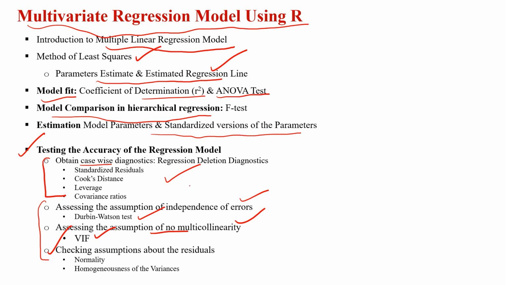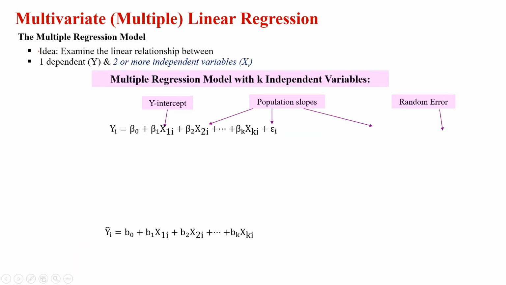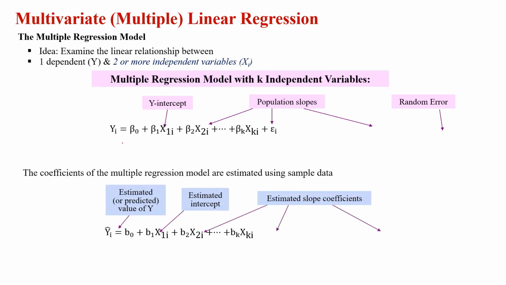So let me first of all start with what the multiple linear regression model looks like. Here we have a multiple linear regression model in which we have one dependent variable and multiple independent variables. And remember that whether we are talking about the simple linear regression model or the multiple linear regression model, your dependent variable must be a quantitative or numerical variable. It should be measurable in an interval scale or a ratio scale.